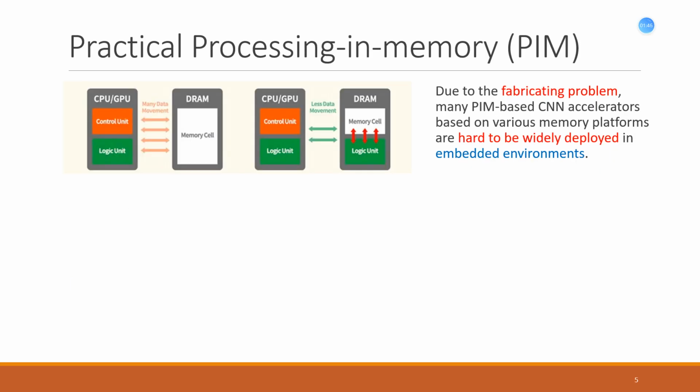To break the memory wall, the processing-in-memory technique has great potential. Here you can see that different from the traditional von Neumann architecture, where all the computation needs to be done at the CPU or GPU side, the PIM architecture has some logic units inside DRAM to provide computation next to the data. In this way, the data movement between GPU and memory can be reduced to save energy and accelerate some bandwidth-sensitive applications. However, due to fabrication problems, many PIM-based CNN accelerators based on various memory platforms are hard to be widely deployed in embedded environments.